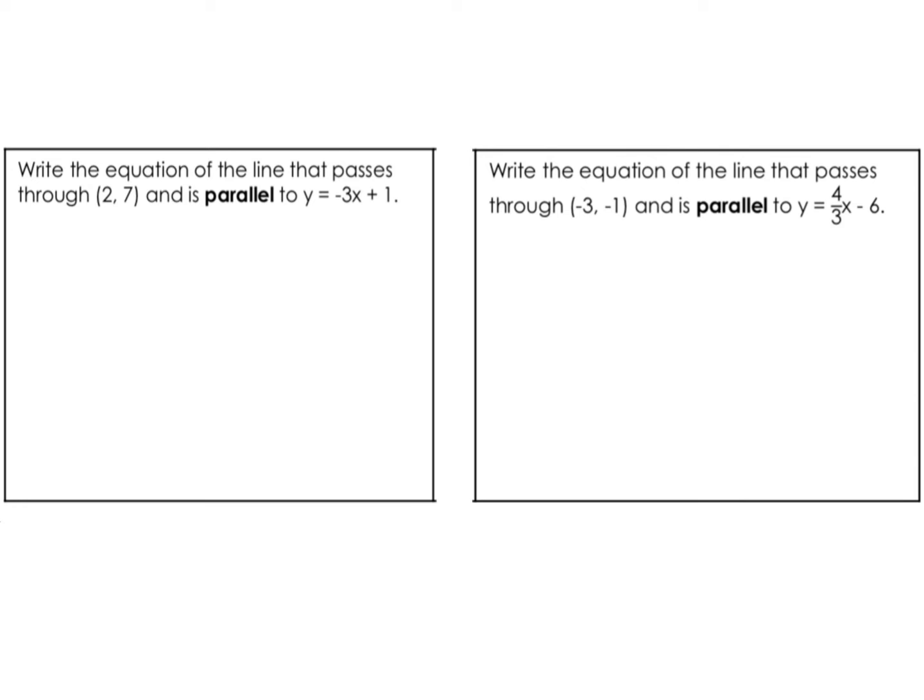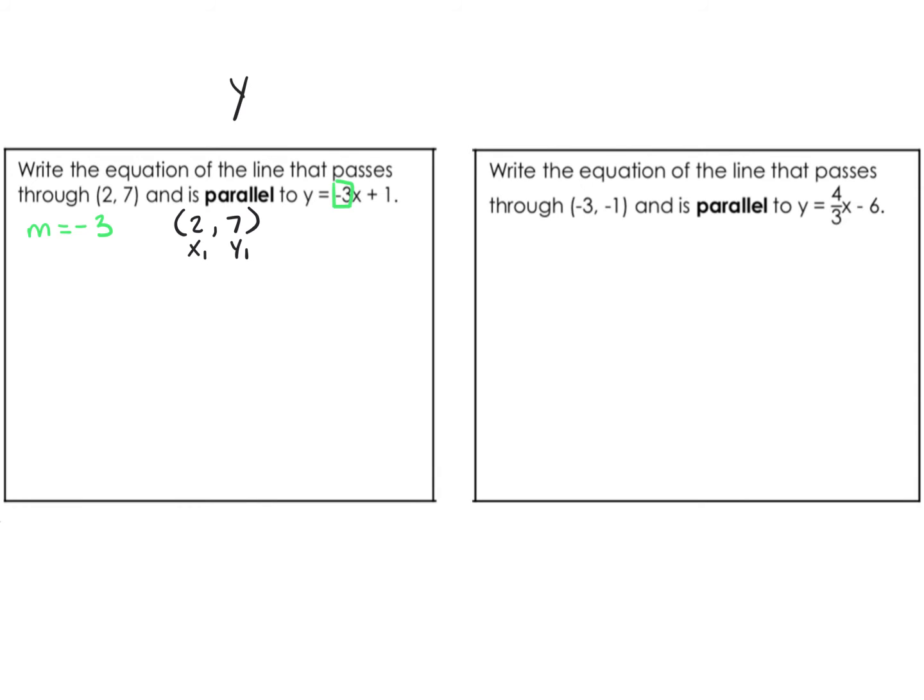The first thing we're going to do is read the problem. It says, write the equation of the line that passes through (2, 7) and is parallel to y equals -3x plus 1. Well, we know the slope of y equals -3x plus 1 is -3. So m is -3. Okay, now we're going to label our x1, y1. So (2, 7) gives us x1, y1. So we've labeled everything. Now we're going to plug it into point slope form.